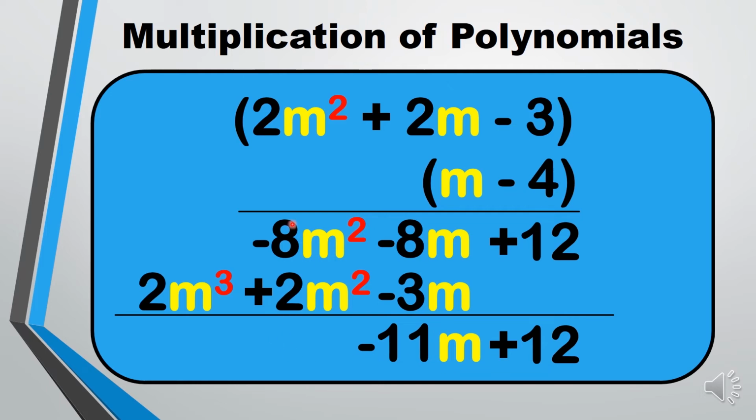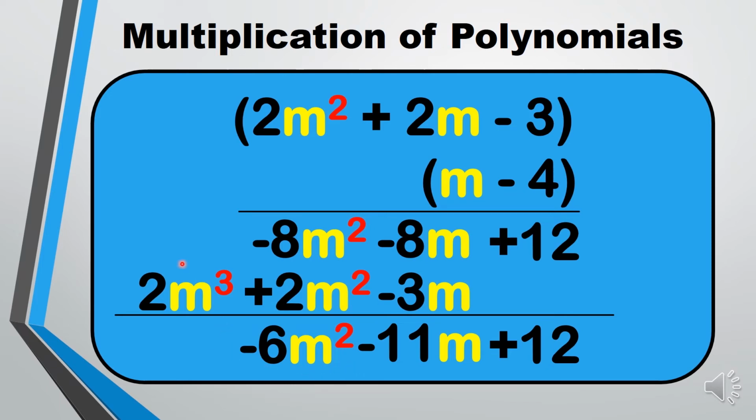Now let's have negative 8 and positive 2. Based on the rule of addition of integers, we cannot add different signs. Instead, we are going to subtract it. Negative 8 plus positive 2 is equal to negative 6. Why negative 6? Because we subtracted 2 from 8. It is negative because we copied the sign of the higher absolute value, which is 8. And now, we are going to bring down its variable m squared.